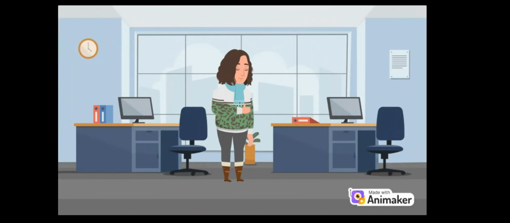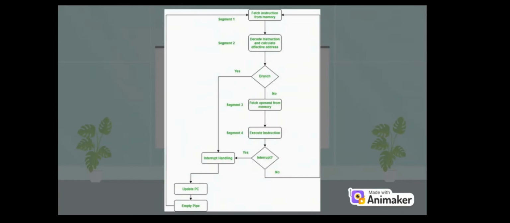Okay, sounds cool. But how does it actually work? To get an idea of this, let us have a look at the flowchart presented on the screen. So, as we've discussed earlier, the first stage of the pipeline is the instruction fetch stage, where the processor fetches the instruction from memory and stores it in an instruction register. After this, the instruction which has been read will be decoded to understand the meaning of the instruction. This was stage 2. Here, we also calculate the effective address of the operand.